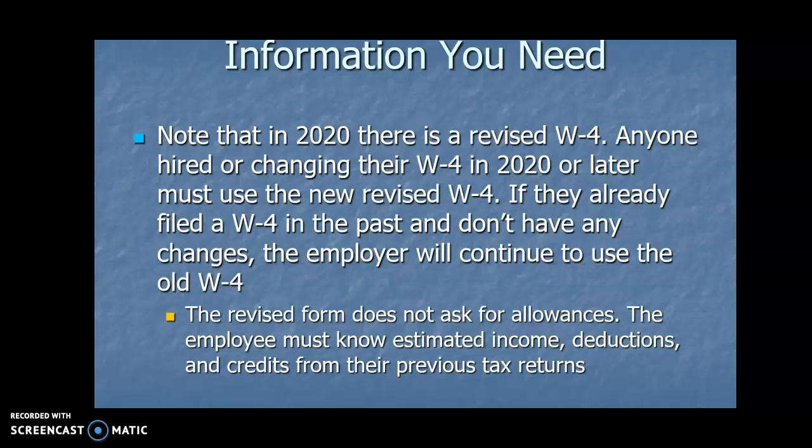This new form does not ask for allowances. The old one did. These allowances are no longer part of our current income tax return. And so we don't need to know those allowances for calculating out the federal income tax withheld. Instead, however, the employee's got to know their estimated income from various sources, their estimated deductions and estimated credits, and this all comes from their previous tax return. So they got to kind of know that information before they fill out the new W-4 form.